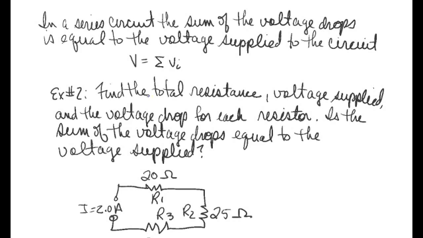And in a series circuit, the sum of the voltage drops is equal to the voltage supplied to the circuit. So if we supply 100 volts to a circuit, by the time the electrons flow through each individual component of that circuit, 100 volts of energy will be used up.